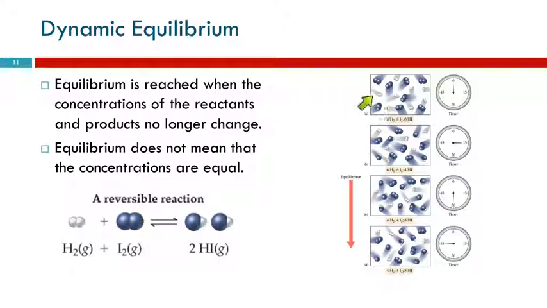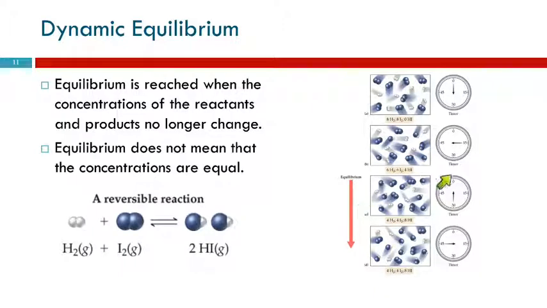As this goes forward, some of the reactant molecules, the hydrogen and the iodine, are going to react and form the product molecules HI. Now, these HI molecules can react in the reverse direction and reform hydrogen and iodine. The rate of that reverse reaction is going to increase as the concentration of HI increases.